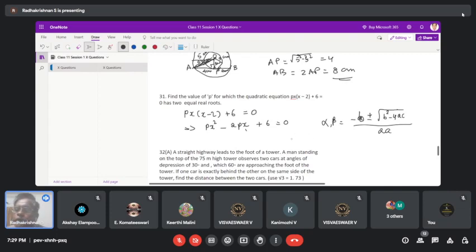So if the roots have to be equal, there is only one root, right? There will be only one root if this becomes 0, which is minus b by 2a. Plus or minus 0 will give the same value, right? So the condition is b square minus 4ac should be equal to 0.